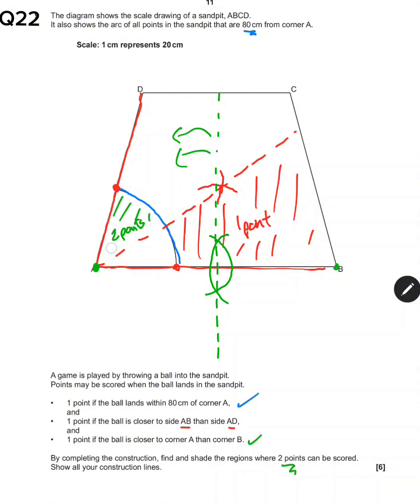So that's 2 points. There's somewhere else which is 2 points, which is down here. I'm closer to AB and I'm on the left of the green line. So I'll shade it in so hopefully you can see it. That there is also 2 points, the same as that one. You're looking for all the zones where 2 of these 3 things are met. And it's in those 2 green parts there.